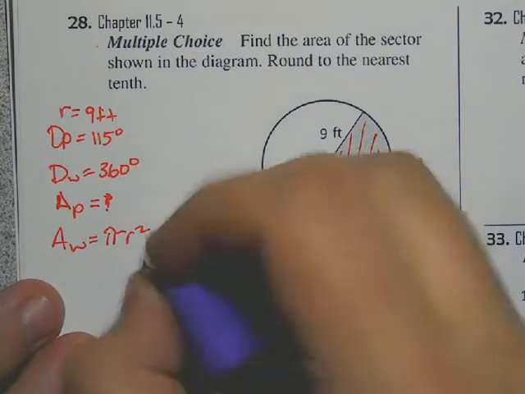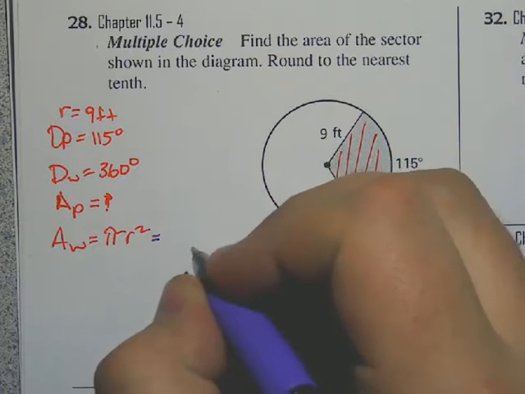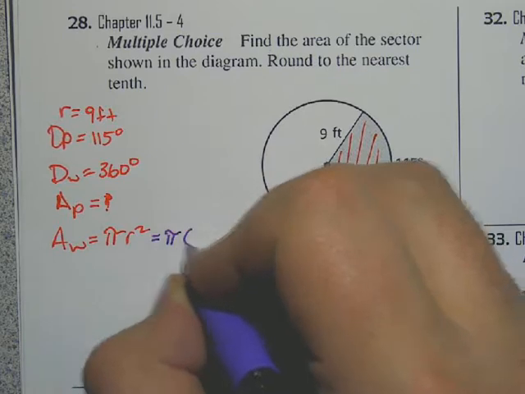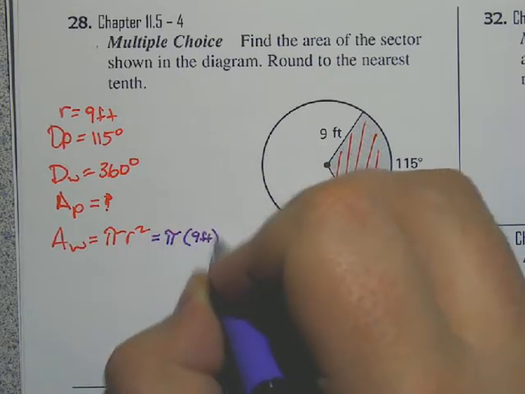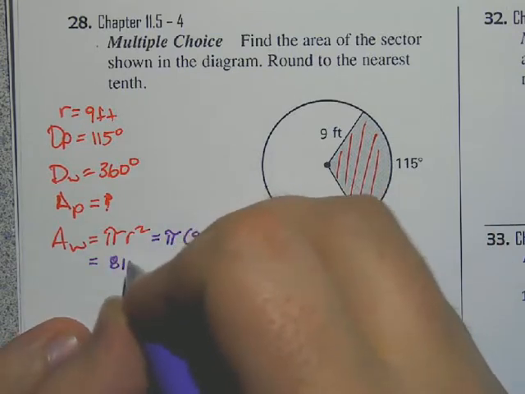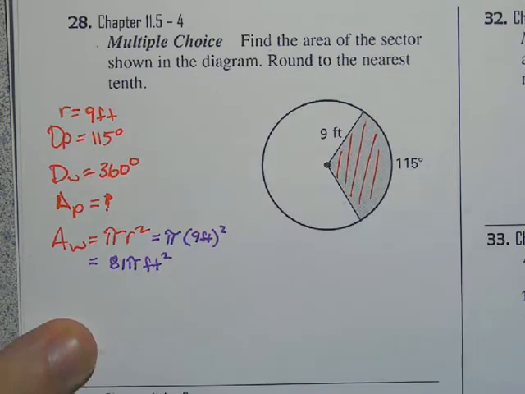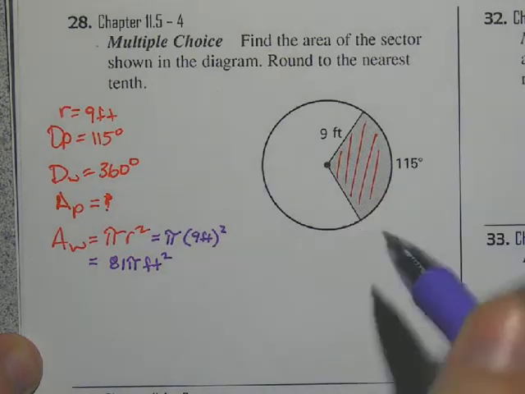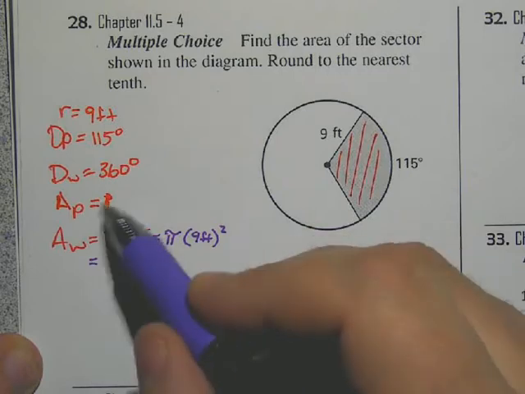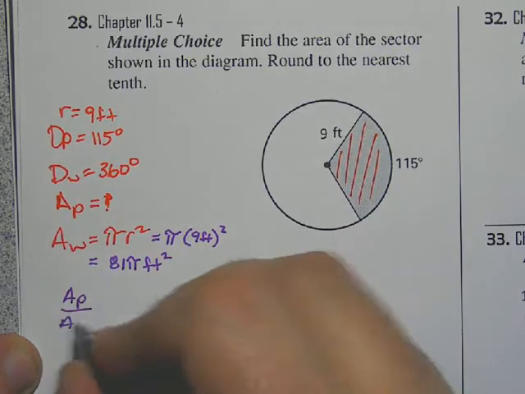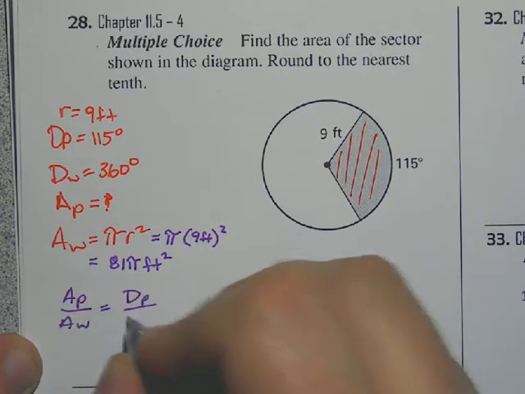So if we plug this in, then I'm going to get that the area of the whole is going to be 81 pi feet squared. Okay, and now I've got a proportion here. I'm going to set it up with AP, the one I'm looking for, in the top corner. So AP is to AW as DP is to DW.